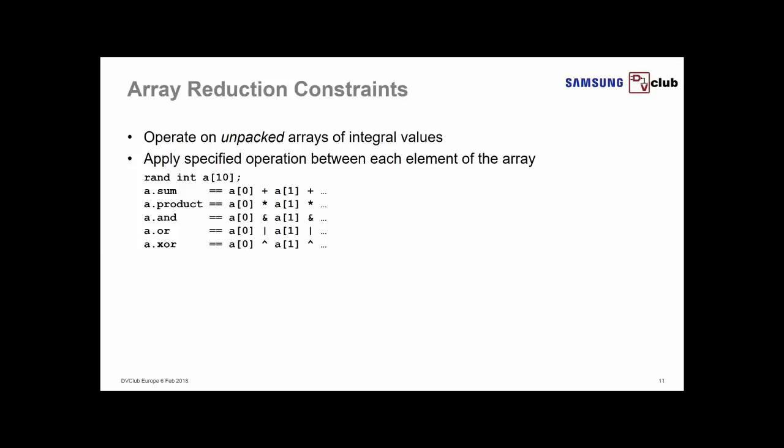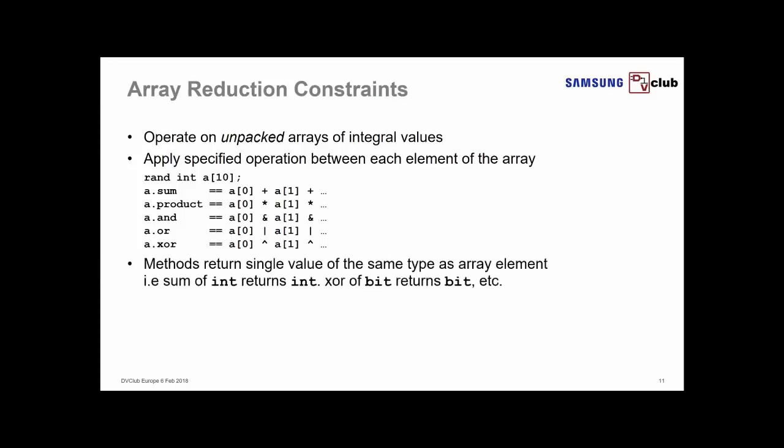But I can do more than just sum. There are several other methods that are predefined: product, and, or, and xor are all available, meaning bitwise and, bitwise or, and bitwise exclusive or. I've not had a chance to use most of these. Sum and or are probably the ones I've found the most uses for, but you may find ways to apply the other ones. One thing to keep in mind is that these array reduction methods return a single value that's the same type as the array element.